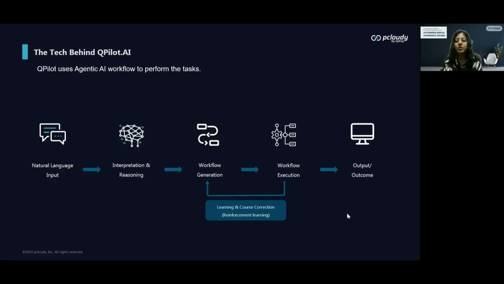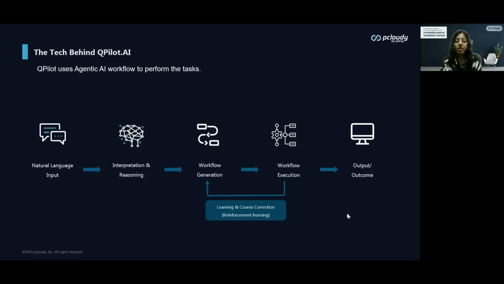Next is the interpretation and reasoning. QPilot uses NLP and AI reasoning to understand the intent, break it into test objectives, and map them to UI elements. For example, if you're specifying a username field, it will go through the entire DOM structure, try to find the closest match to that and do the particular action, to identify the closest match to those UI elements.